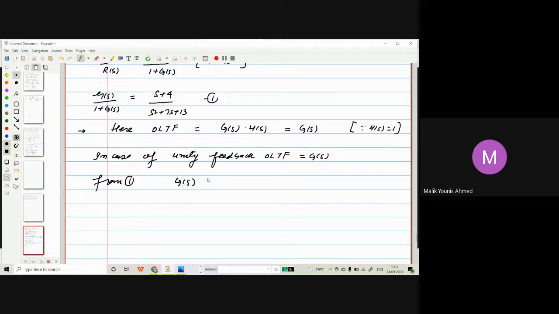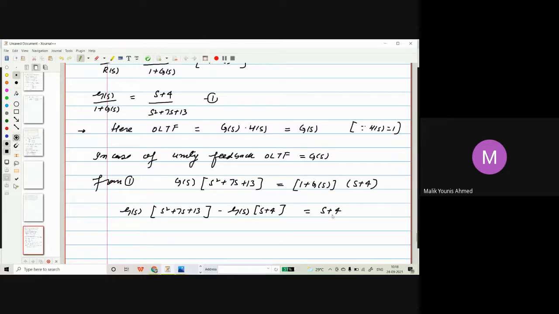G of S will be S square plus 7S plus 13, which will be equal to 1 plus G of S multiplied by S plus 4. Okay, so the only unknown in this case is G of S. So you can bring that here: G of S times S square plus 7S plus 13, minus G of S into S plus 4 will be one term, G of S times S plus 4, and that will be equal to S plus 4.